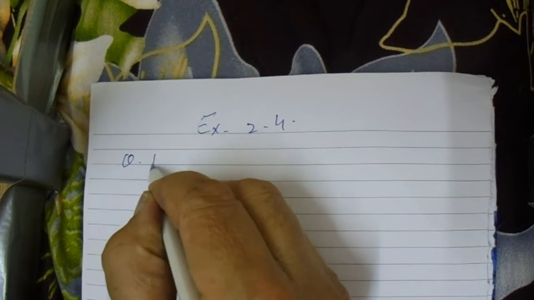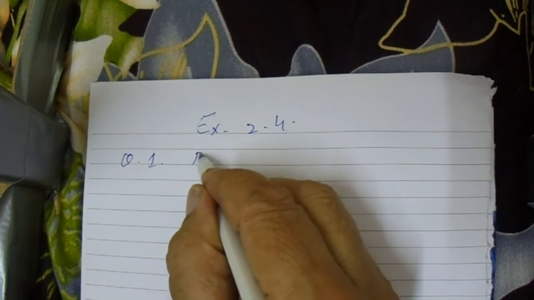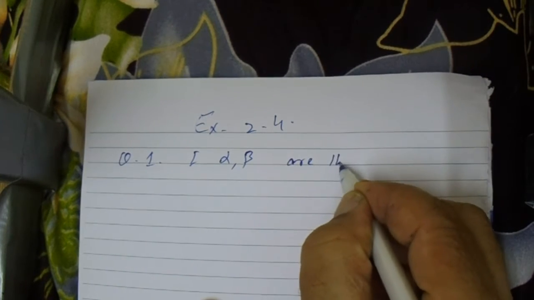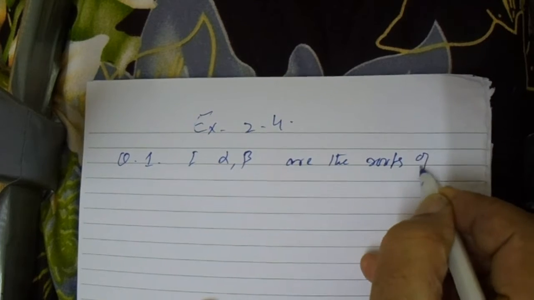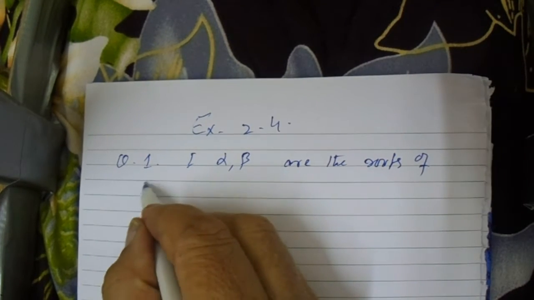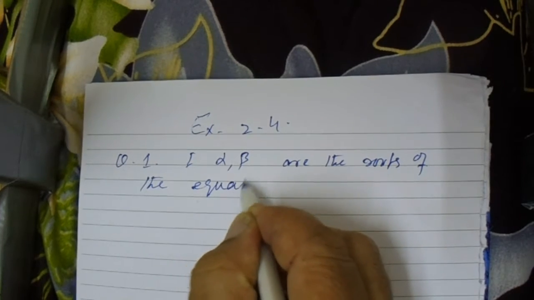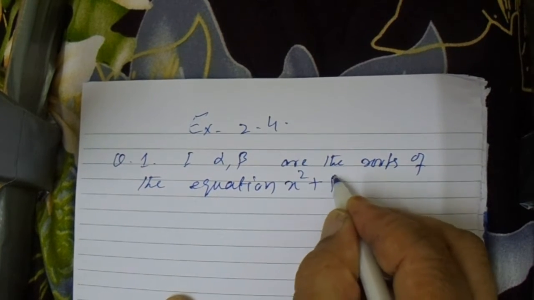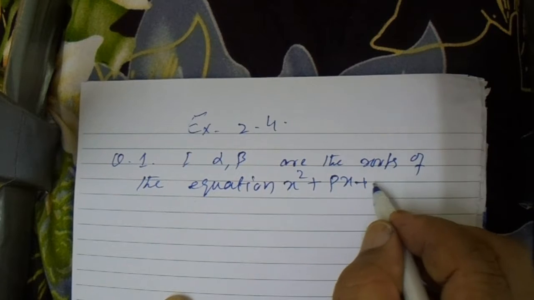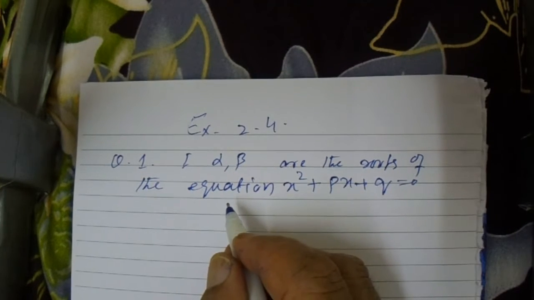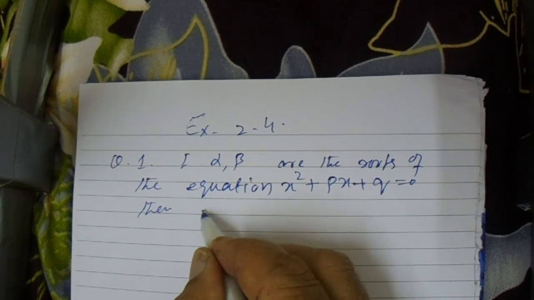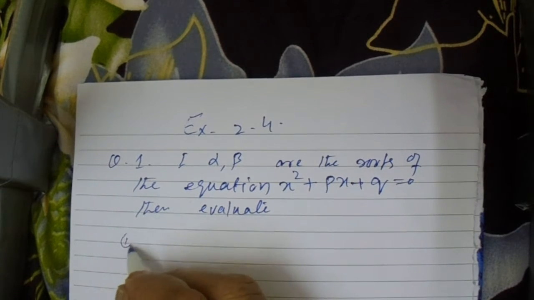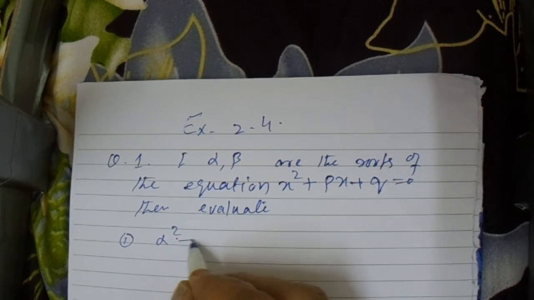The first question is: if alpha, beta are the roots of the equation x square plus px plus q is equal to 0, then evaluate, first, alpha square plus beta square.